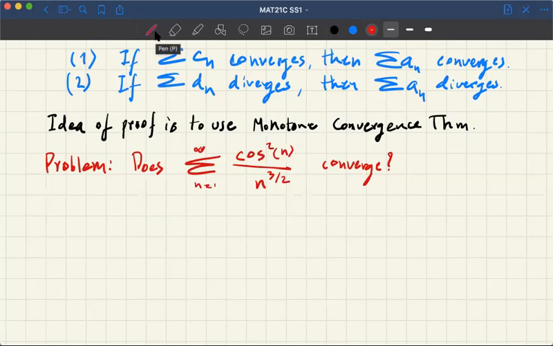Because the numerator is always between 0 and 1, and then the denominator, because of the p series. Right, that's a good observation. It looks kind of similar to a p series when p is equal to 3/2. Is that what you are trying to say? Yes, that's a good observation. And the answer is yes, it converges.